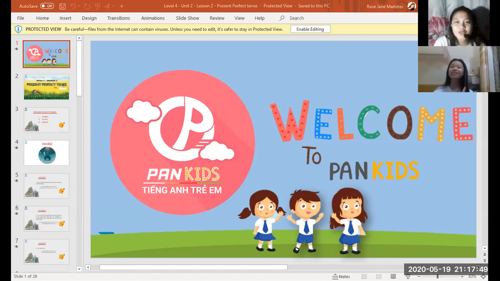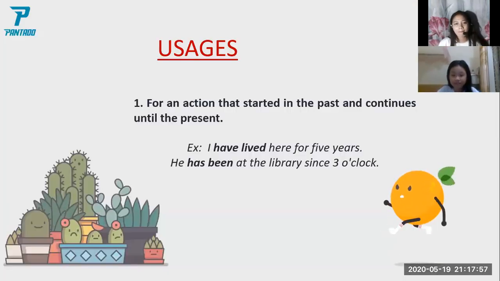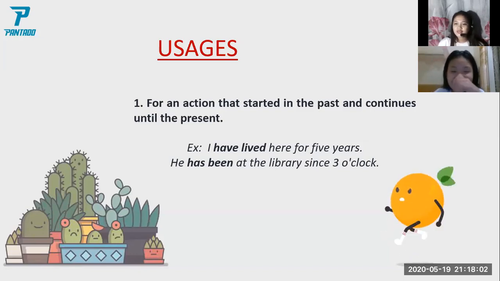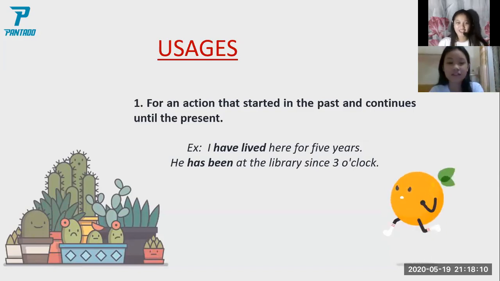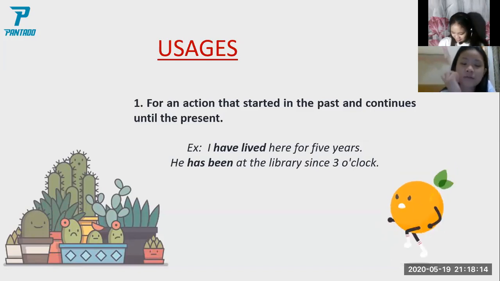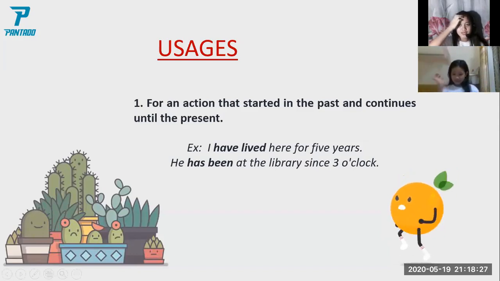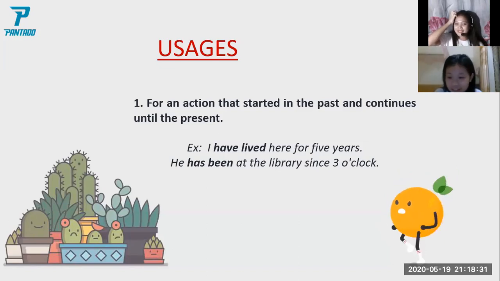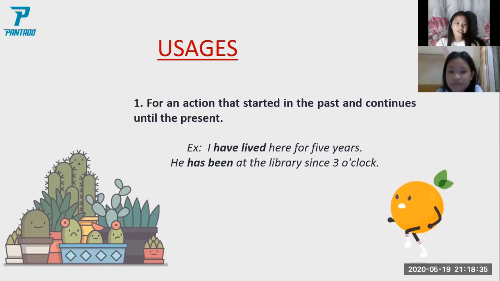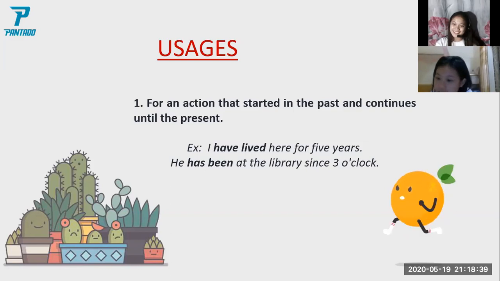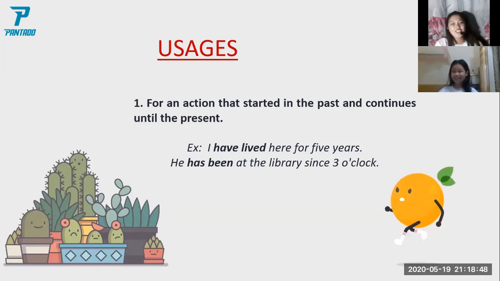I don't see. Oh, I'm so sorry, you didn't see. Usage. Okay, very good. One, for an action that started in the past and continues until the present. Okay, so what does that mean? Can you tell me about that? For an action that started in the past and continues until the present. What does that mean? Can you tell me? Do you have an idea?